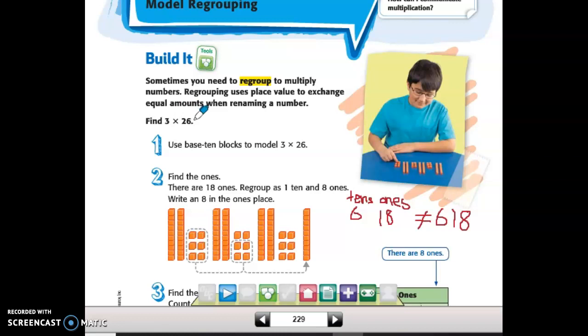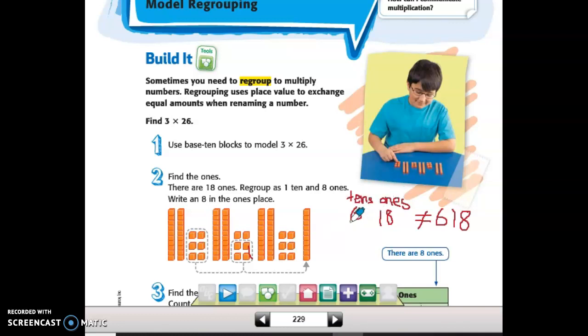Find 3 times 26. So we use base 10 blocks to model 3 times 26. So what you see here is you've got 26, 26, 26. I'll explain this one in just a second. So you've got 26 3 different times, so 3 times 26. And if you took just this, it would have 1, 2, 3, 4, 5, 6 tens, which I've got written here, 6 tens, and 6, 12, 18 ones. So it would look like this, 6 tens and 18 ones.